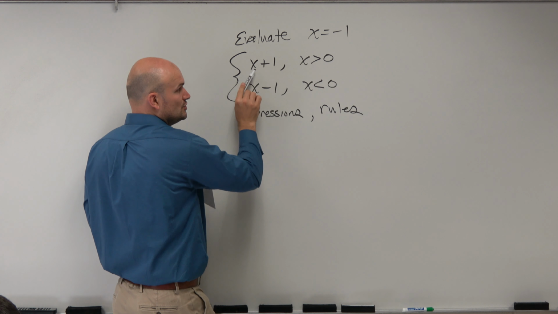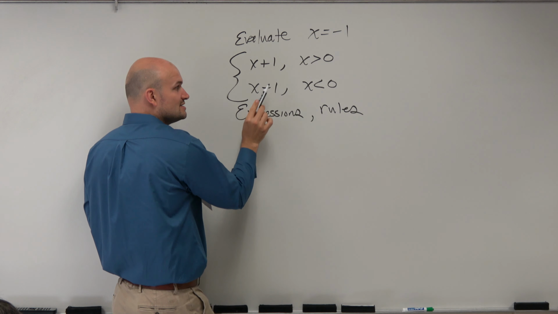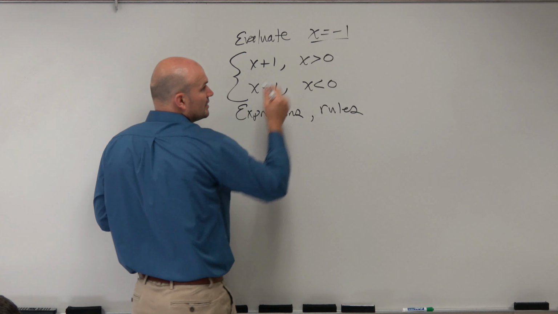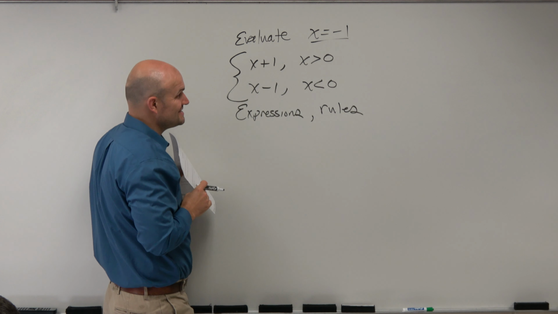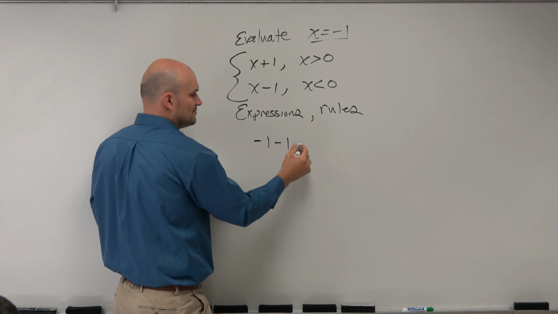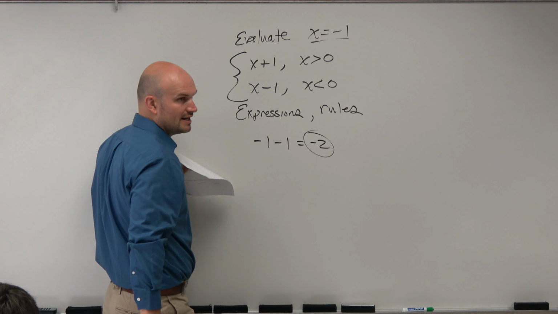This rule says use this expression for when x values are greater than 0. And this one says use this expression for x values that are less than 0. Well, obviously, we're evaluating for an expression where x is less than 0. So we're going to use this expression. So therefore, we'll just plug in -1 minus 1, which equals -2. So that is going to be our answer.